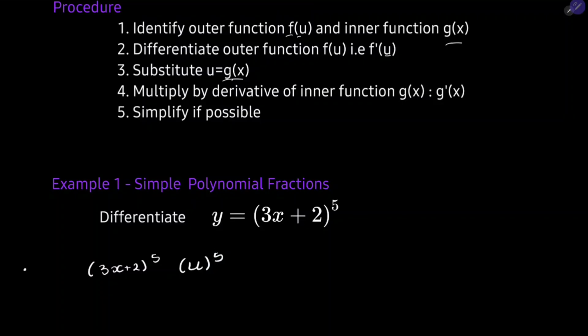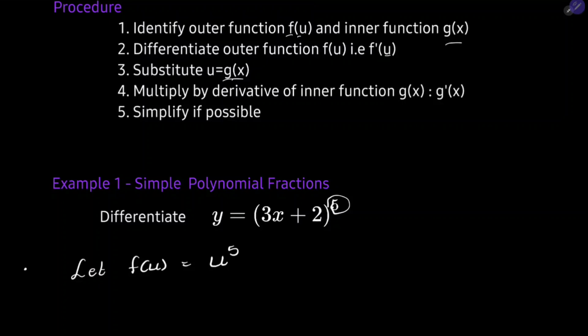If you notice, in this case, we have replaced our inner function with the variable u. So to write it simply, let f of u be equal to u to the power 5. Our outer function was the fifth power of the inner function. So all we have done is let f of u be the fifth power of any variable u. So our outer function here is u to the power 5.